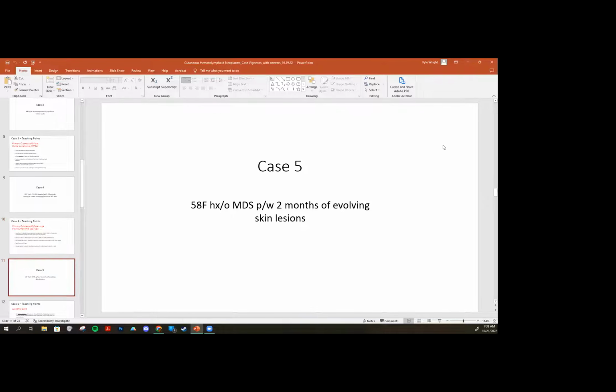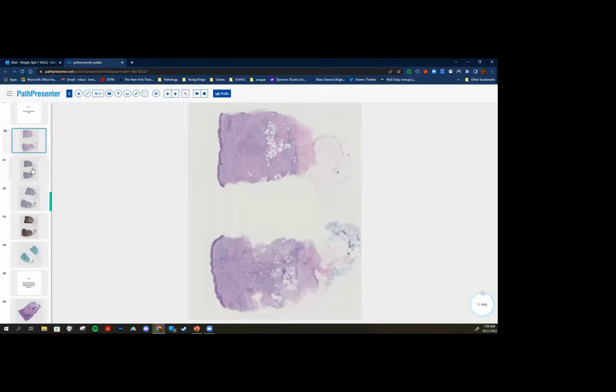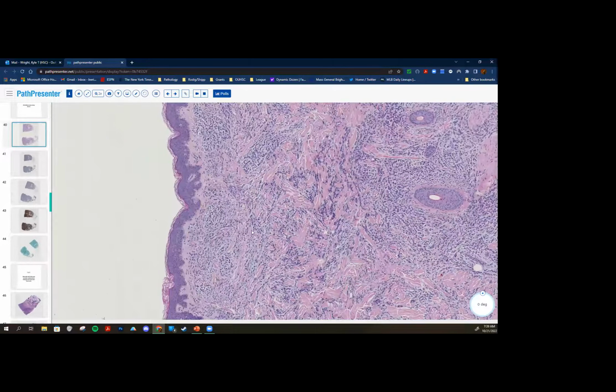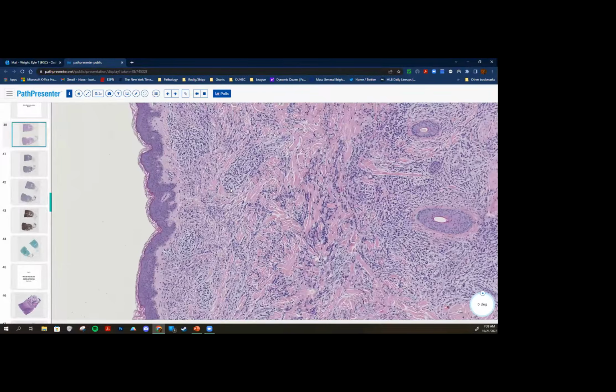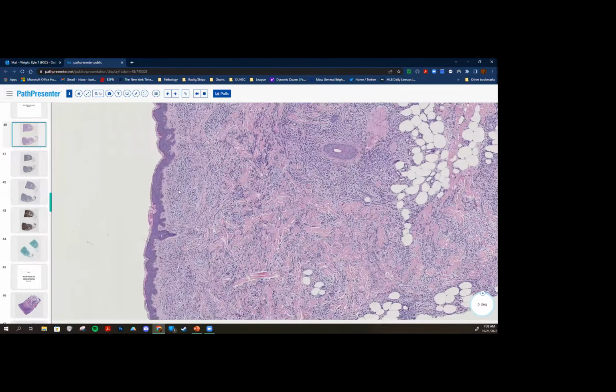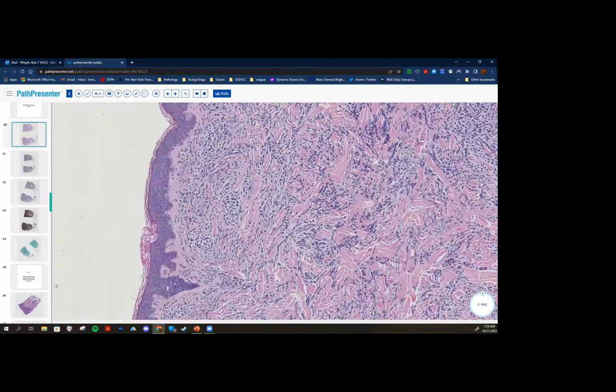Case number 5. So a 58-year-old female, history of MDS, myelodysplastic syndrome, now presenting with 2 months of enlarging skin lesions. You can see here the theme of the day, the superficial dermal perivascular infiltrate. This is how almost all of my sign-outs morphologically start, because that's how lesions start in the skin, because that's how they get in. Like T-cell lymphomas, the epidermis is fairly intact without much in the way of changes.